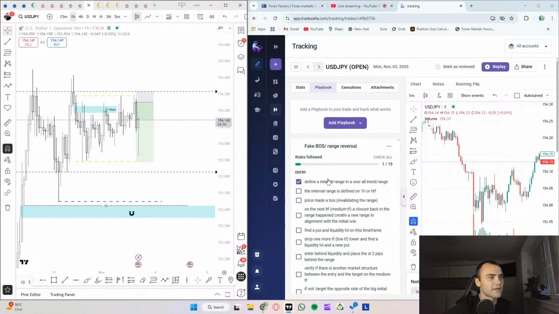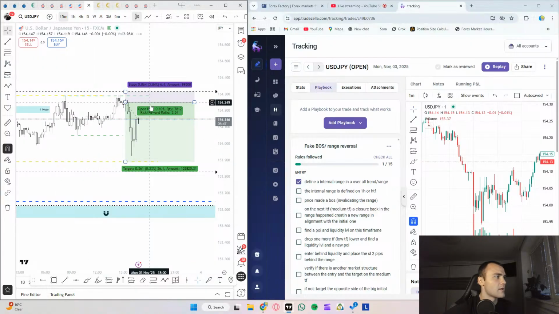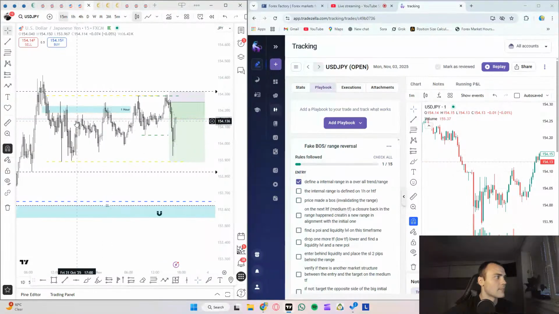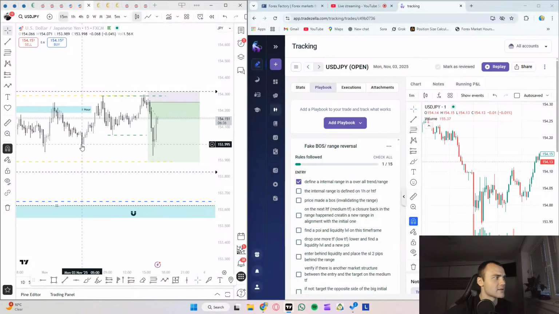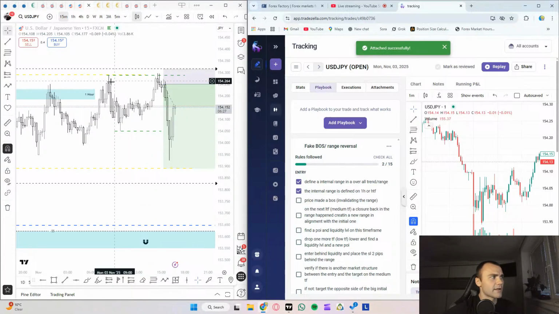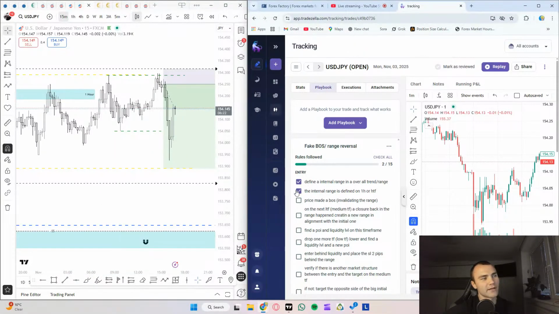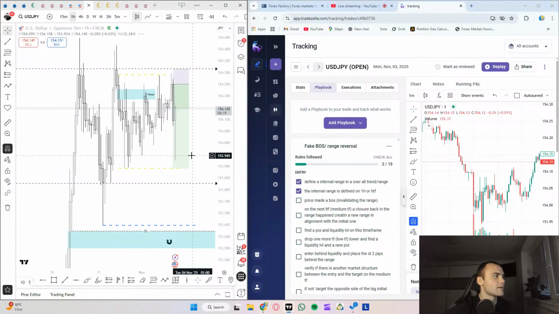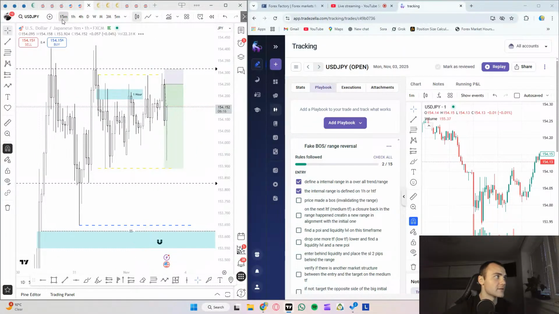So what happened? Define an internal range in overall trend. Well, this is the overall trend or range, right? From this high to this low. And then I got many internal ones, this internal one, which was basically for this one, right? And right now we got this internal range, right? Well, checked. Internal range in overall. Well, this is not checked. The internal range is defined basically on 1 hour, but is visible on 50 minutes.